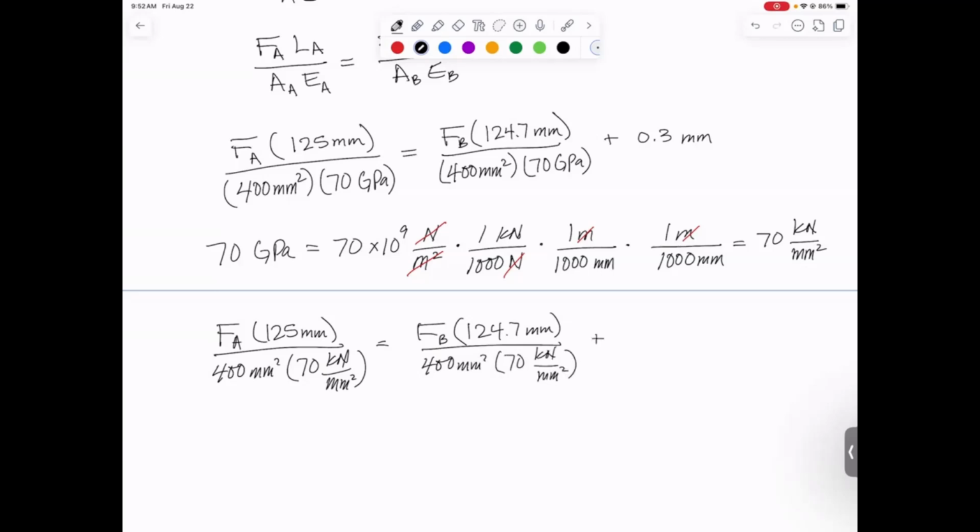And then don't forget, we've also got the plus 0.3 millimeters. Now, the millimeters squared cancel. Let's get those out of there. And so when we multiply these two things on the bottom, we're going to get a number that has units of kilonewtons. And let's just multiply the whole equation through by that.